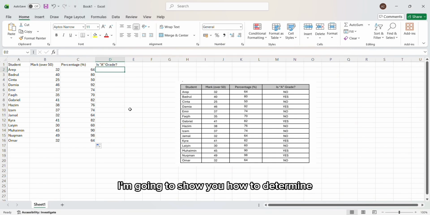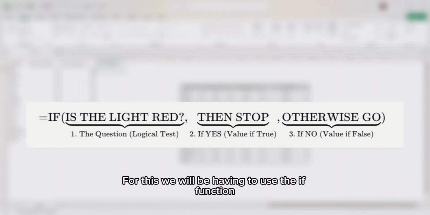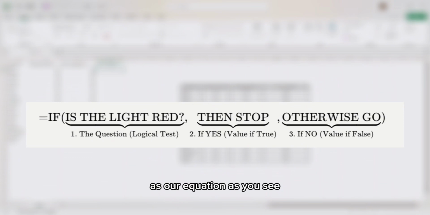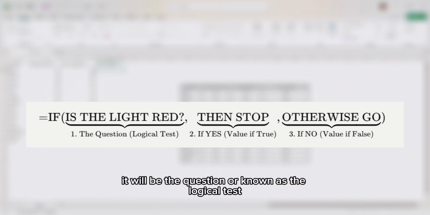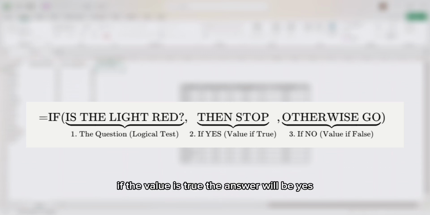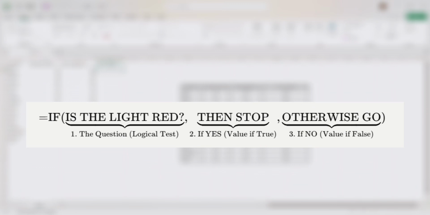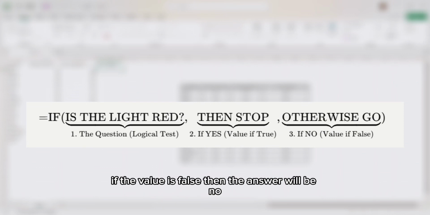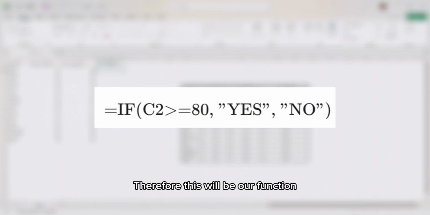For the next part, I'm going to show you how to determine whether the students achieve A for their result or not. For this, we will be having to use the if function as our equation. As you see, this is the example of if function that we are going to use. For the first one, it will be the question, or known as the logical test. And for the second one, if the value is true, the answer will be yes. For the third one, if the value is false, then the answer will be no. Therefore, this will be our function.